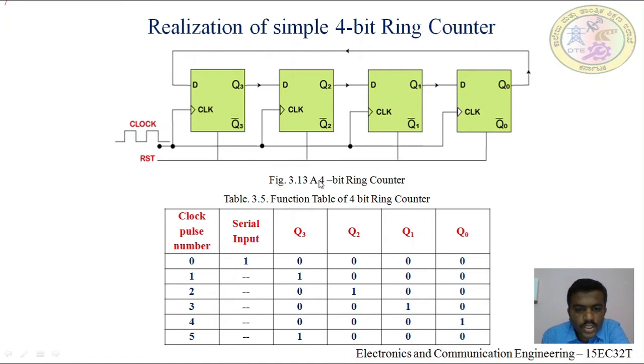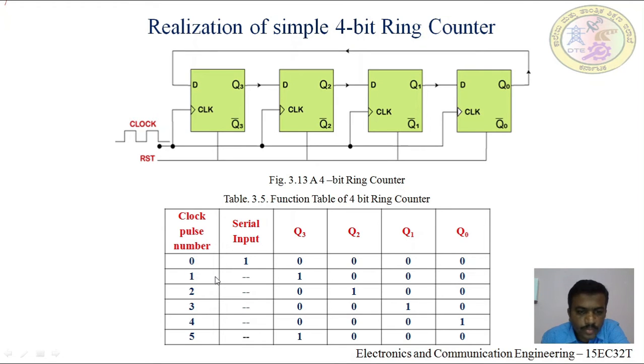In order to understand the operation of this 4-bit ring counter, initially the outputs of all the flip-flops are cleared so that the outputs Q3, Q2, Q1 and Q0 are all set to binary 0. Before applying the first clock pulse, the binary value logic 1 is connected to the data input of the first flip-flop and the first clock pulse is applied.